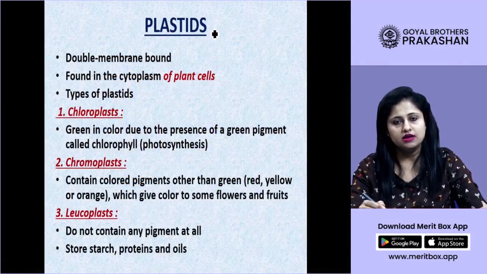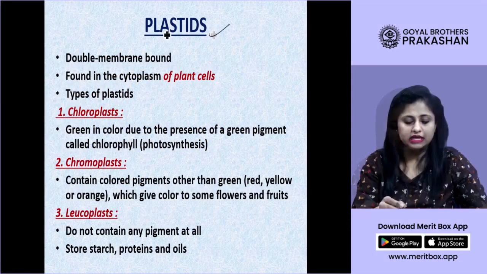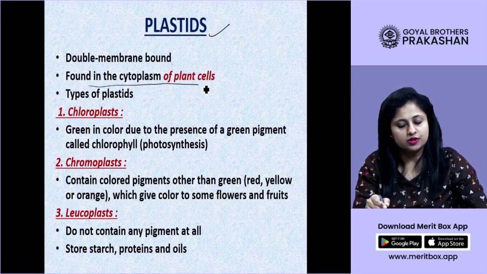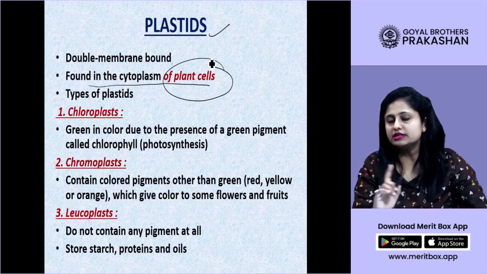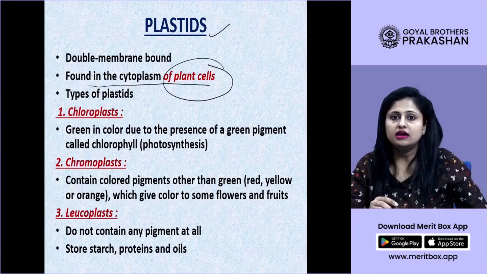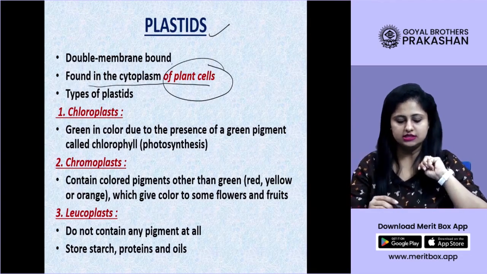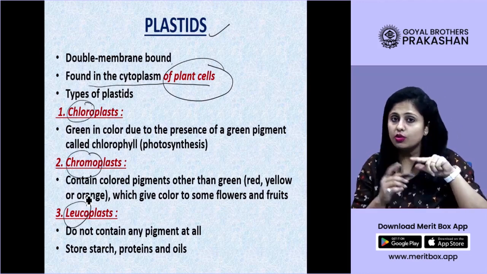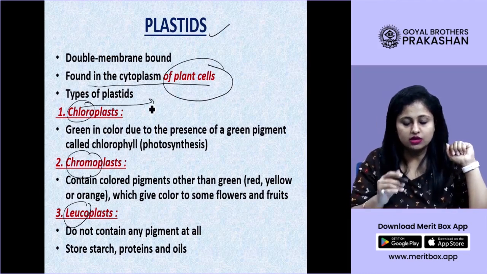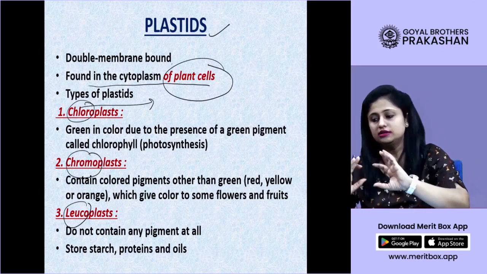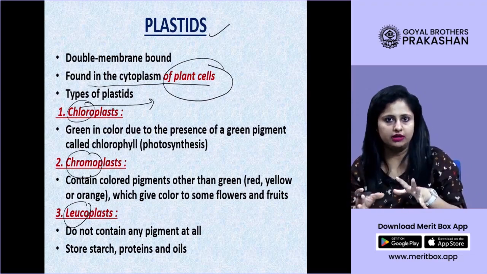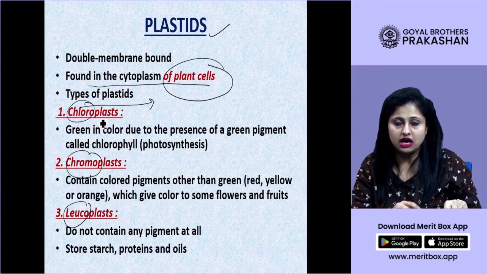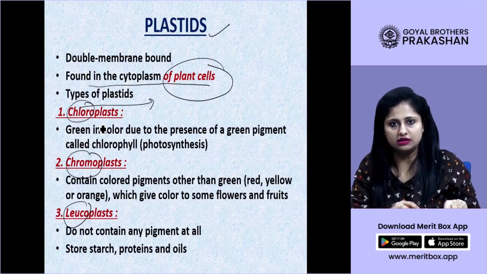The next type of cell organelles is plastids. Plastids are double membrane bound structures found in the cytoplasm of plant cells only, not in an animal cell. There are three types of plastids present. Number one, chloroplast. Number two, chromoplast. And number three, leucoplast. In chloroplast, chloro means chlorophyll or green in color, right? So, these types of plastids are responsible for giving green color, right?